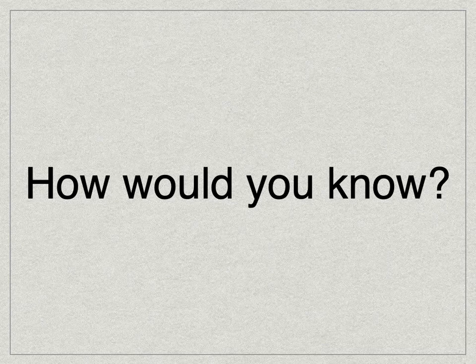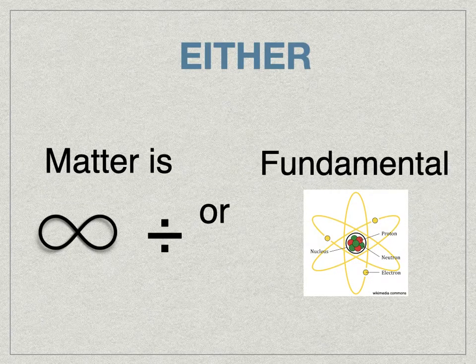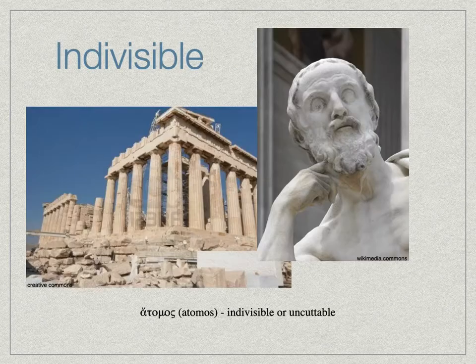Well, there are two possibilities for the structure of matter in the universe. Either matter is infinitely divisible and can be broken down into smaller and smaller parts, or there is some fundamental bit that you can no longer break down any further. And the history of the development of atomic theory is an idea that that fundamental particle would in fact exist, and that fundamental particle Greek philosophers referred to as atoms. The word atom comes from the Greek atomos, which means indivisible or uncuttable.